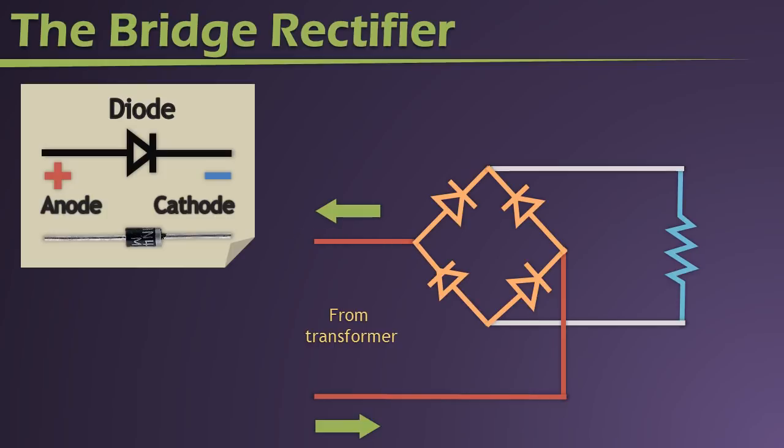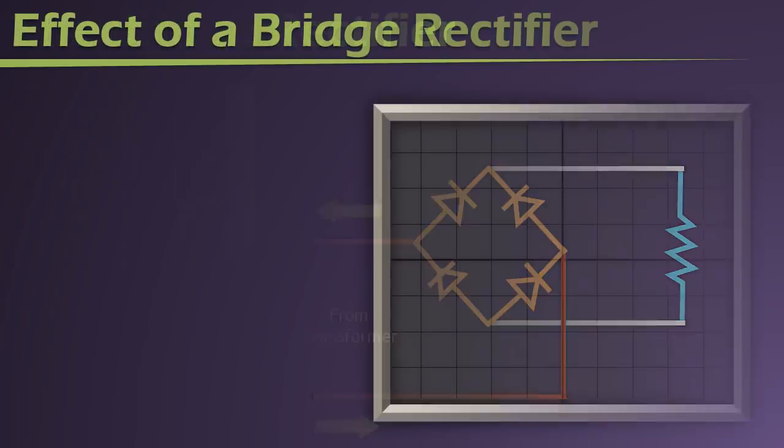So what did we just observe? Well, we observed that even though the alternating current was going in the opposite direction, it went through the load in the same direction as it did when the voltage was positive. So that's really awesome. So let's see what that'll look like on the oscilloscope.